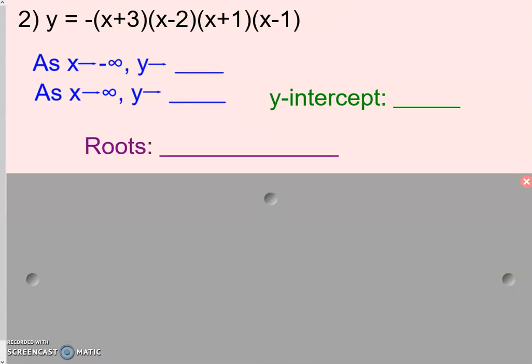Well, why don't you try this problem here all by yourself, and then we'll come back and check and see how you did. All right, so welcome back.